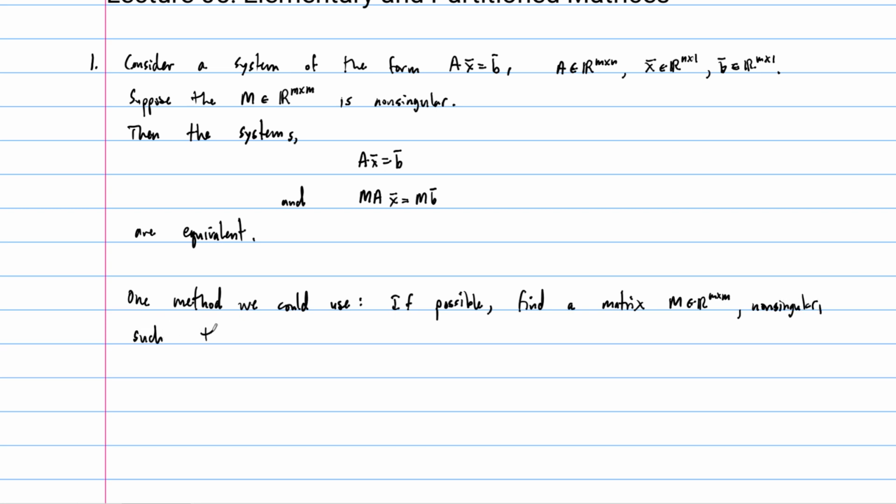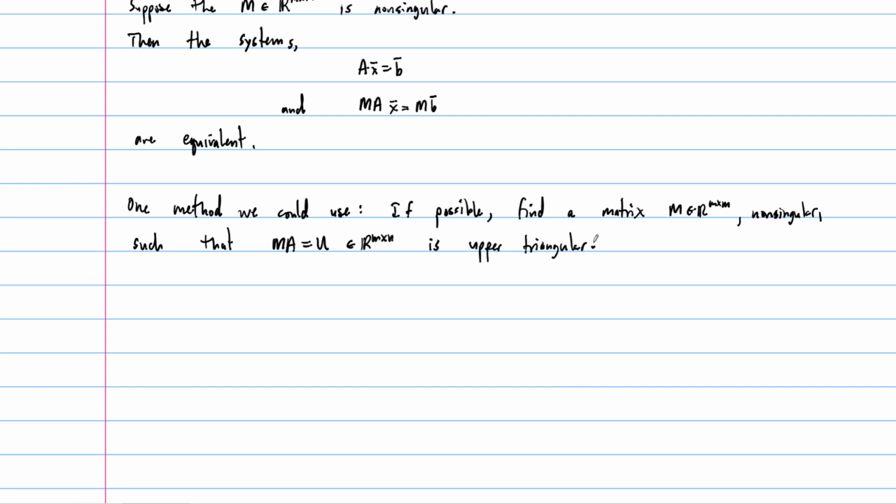Such that the product matrix MA, we'll call it U, which is m by n, is upper triangular. Remember, upper triangular means that along the main diagonal, everything below the main diagonal is zeros. We talked about these in a previous lecture. In this case, our system becomes UX = C, so MA times X equals C, where the C vector is equal to M times B.